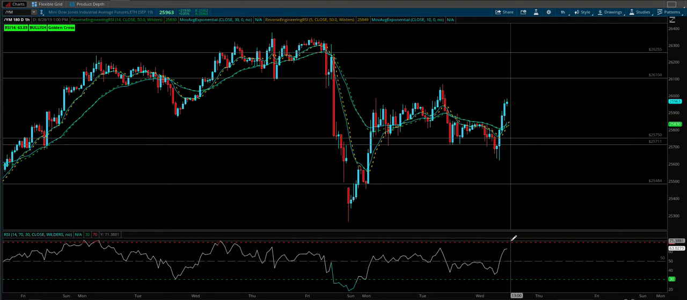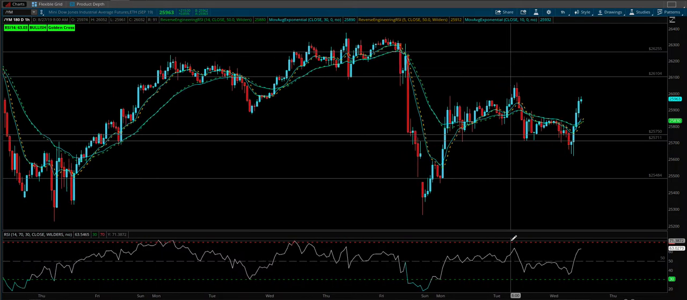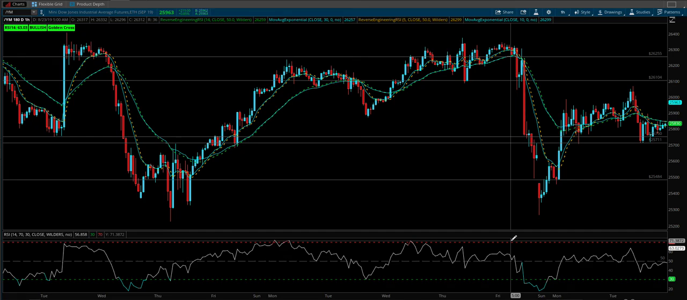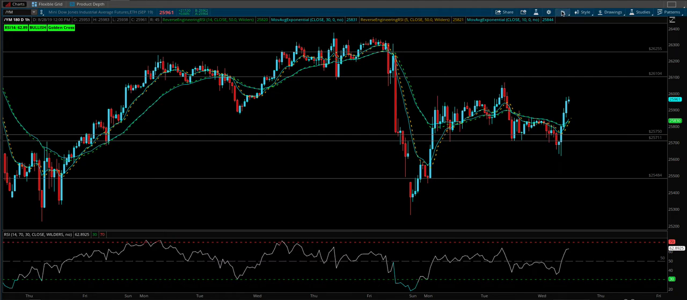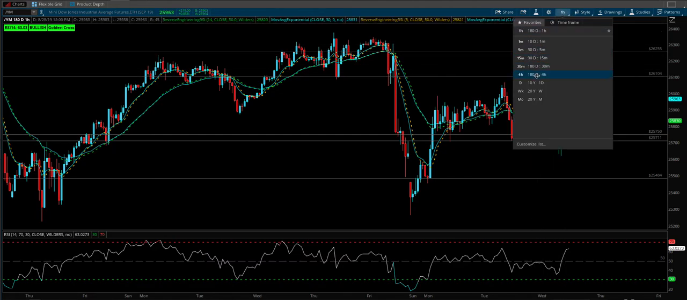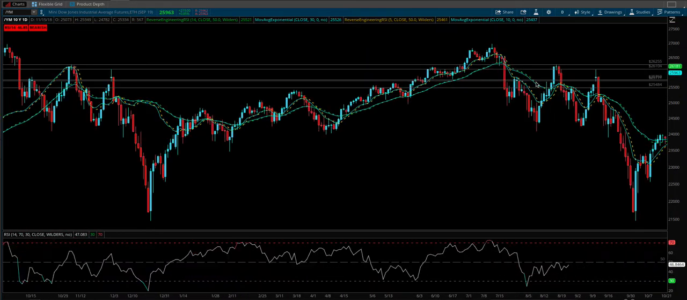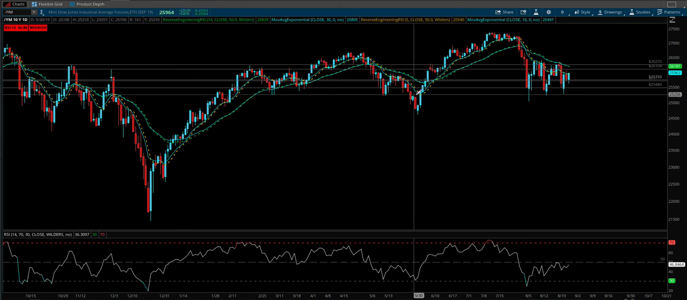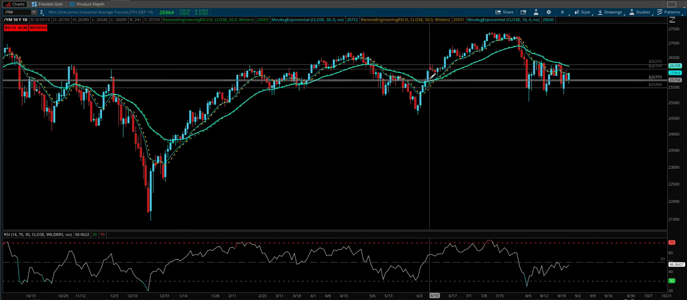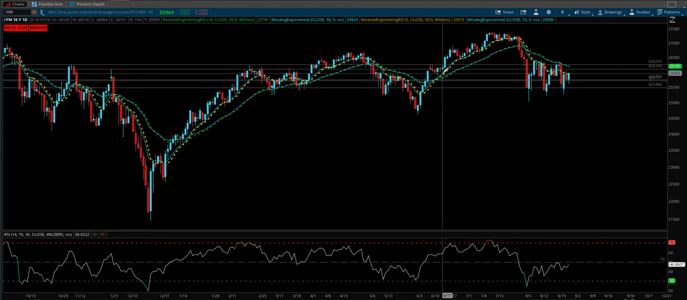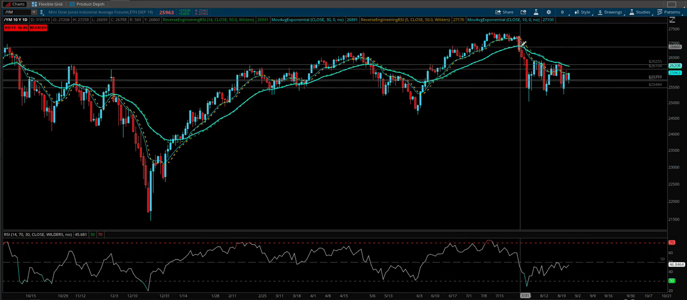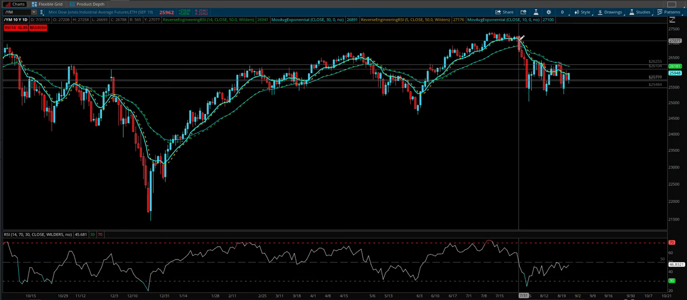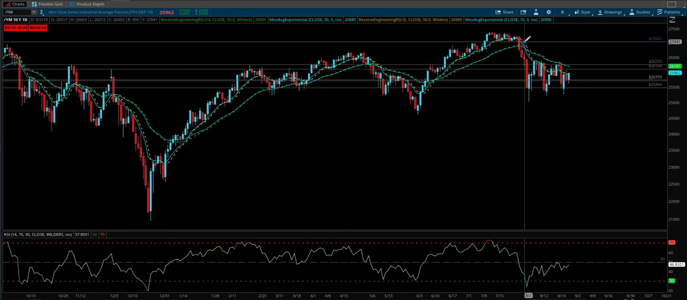So it's really up to you what your preference is. I just want to show it to you. I can go to the daily here, and you can see how it works on a daily. You can see the shorter time frame, just like a shorter moving average, kind of hugs the price a little closer. But the break really is of support, like it was here.